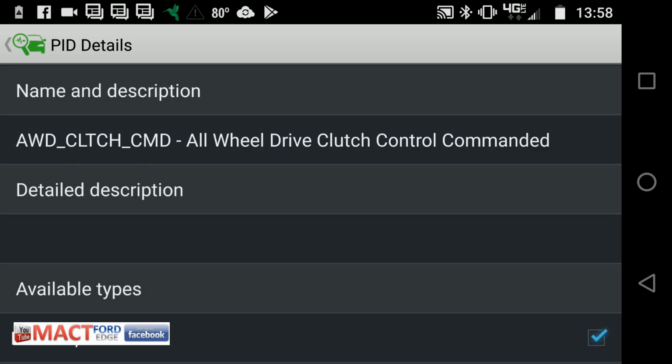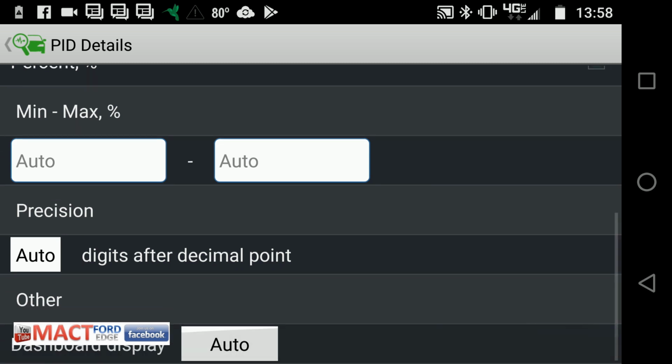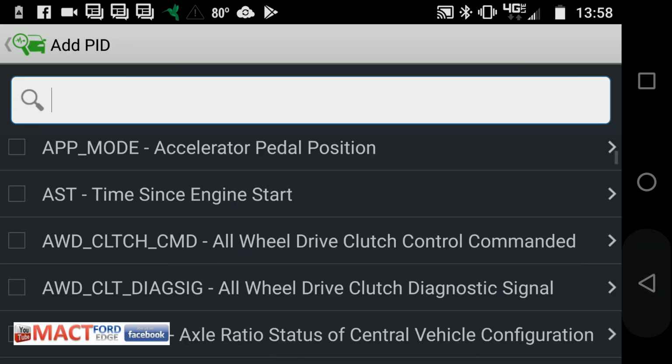Here we have the all-wheel drive clutch command, all-wheel drive clutch control commanded. Available types: we can see that it runs in a percentage and it'll have a minimum and maximum. And this may be very important to you if you have all-wheel drive issues, PTU and such. You can monitor what's going on in your all-wheel drive system, see what your statuses are, and see what is normal while you're in operation.